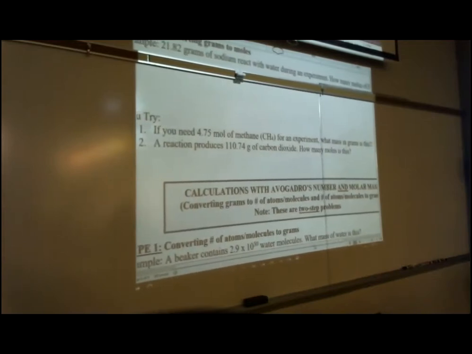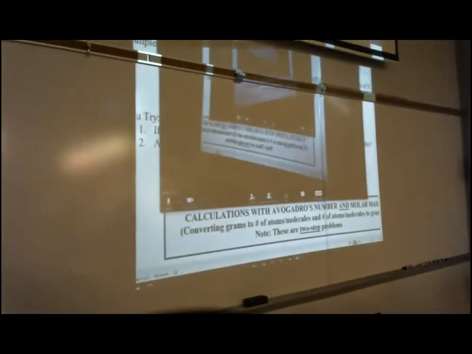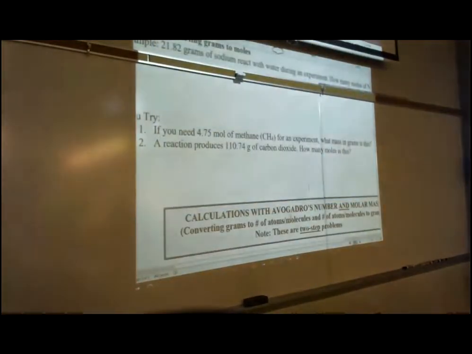If you need 4.75 moles of methane, which has the formula CH4, what mass in grams is this? And a reaction produces 110.74 grams of carbon dioxide. How many moles is this? Take a second and try these. All right, let's go over these problems.